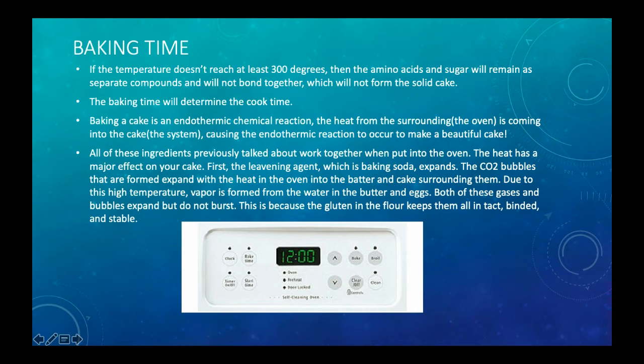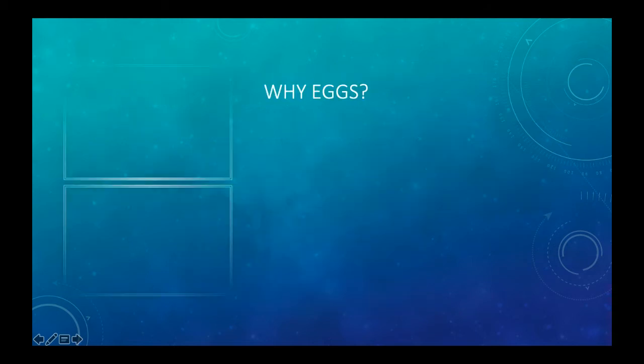All these ingredients previously talked about work together when put into the oven. The heat has a major effect on your cake. First, the leavening agent, which is baking soda, expands. The CO2 bubbles that are formed expand with the heat in the oven into the batter and the cake surrounding them. Due to this high temperature, water vapor is formed. Vapor is formed from the water and the butter and eggs. Both of these gases and bubbles expand but do not burst. This is because the gluten in the flour keeps them all intact, bound, and stable.